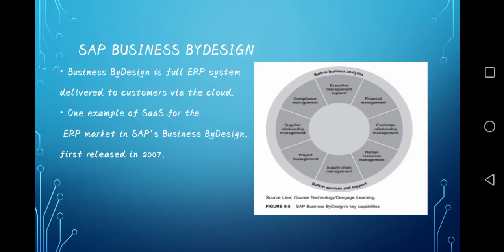SAP Business ByDesign. Business ByDesign is a full ERP system delivered to customers via the cloud. One example of SaaS for the ERP market is SAP's Business ByDesign, first released in 2007. Using SAP Business ByDesign for a small to medium sized company helps to lower the total cost of ownership of the software and enables a rapid and smooth implementation. Customers have the right to choose to have SAP handle the implementation of Business ByDesign, or they can manage the implementation themselves.